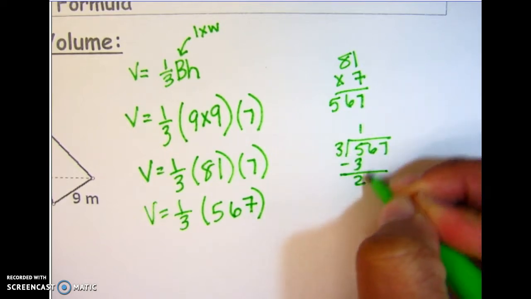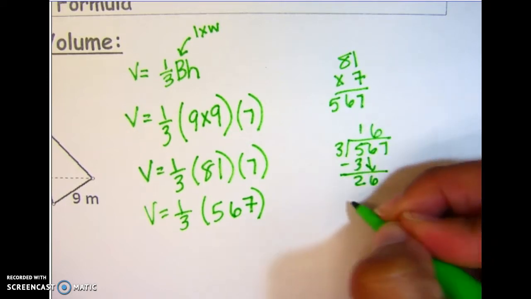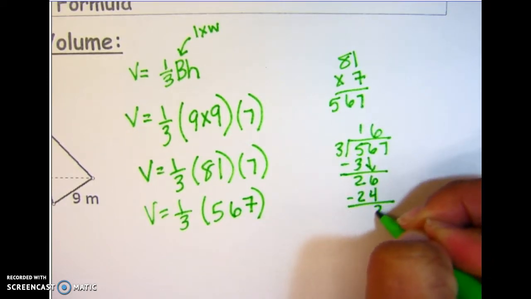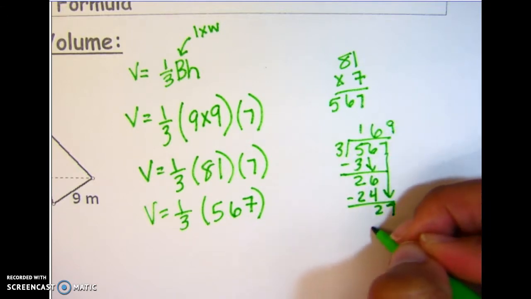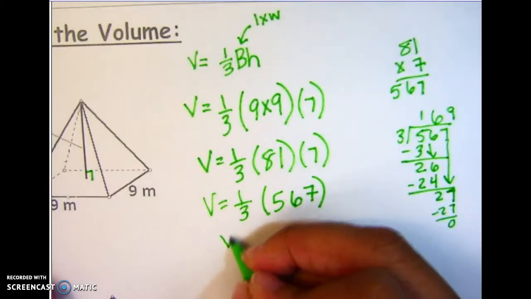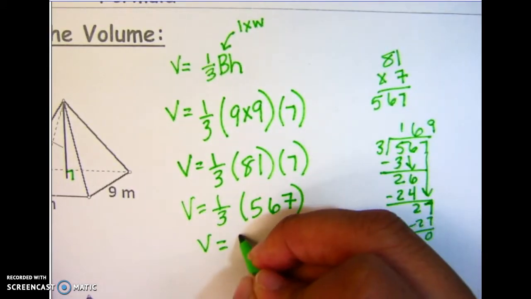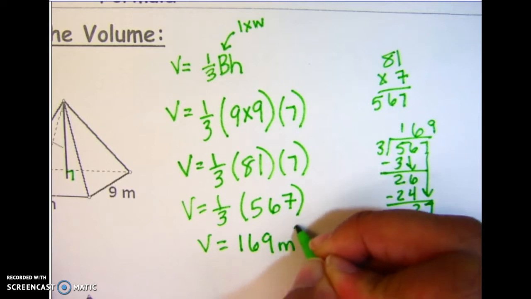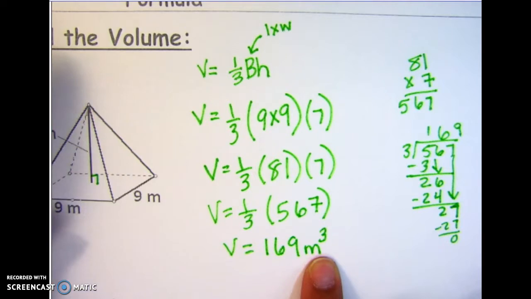Goes in 1 time, 2, bring down the 6. Goes in 6 times, 2, bring down the 7. Goes in 9 times. So my volume for this square pyramid is 169 meters cubed. We have cubic units. How many cubes does it take to fill up this square?